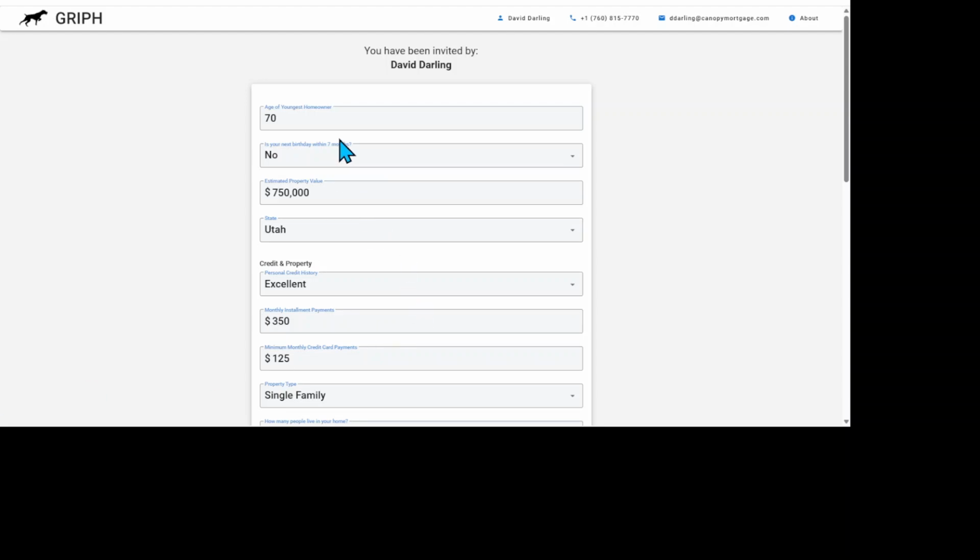We're now going to show you how to model reverse mortgage benefits and cash flow when you have a borrower who is free and clear. Let's go briefly over the data entry. 70 years old is the age of the youngest homeowner. That person has no birthday within the next 7 months. They live in a home worth about $750,000 in Utah.